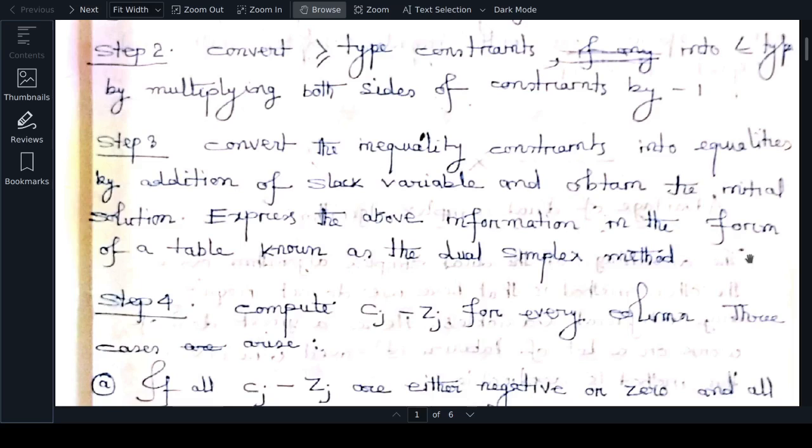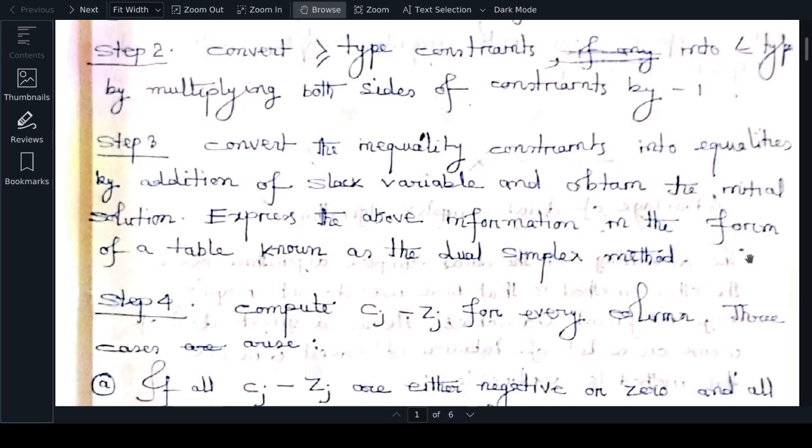The third step is what? Next we convert the inequalities into equalities. Means what? The less than or equal to symbol is present, so how to make it equality? Using slack or surplus variable. Slack variable obviously we know. So here we add what? Slack variable. Okay, then we get the dual simplex table.